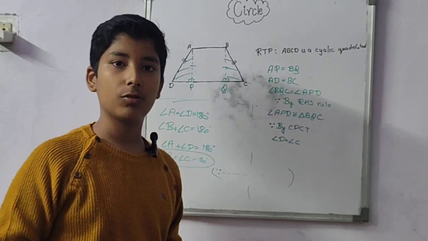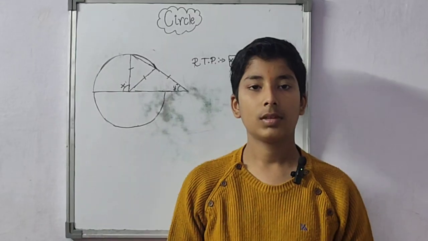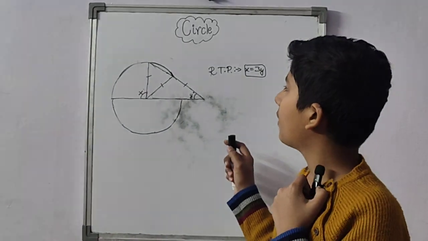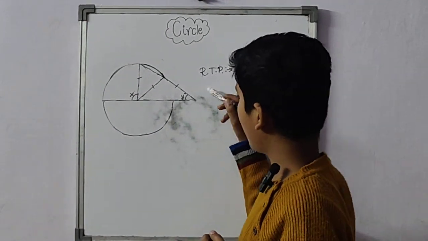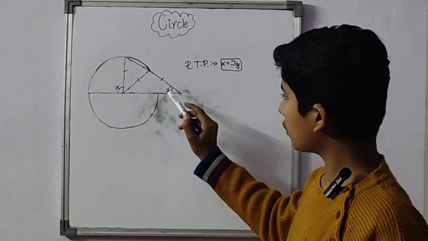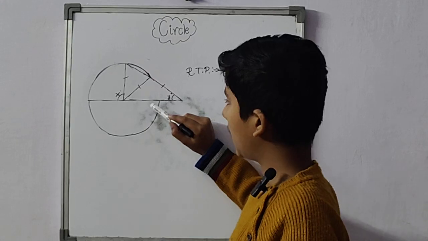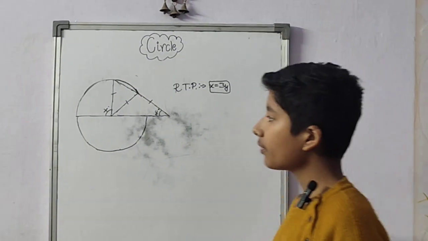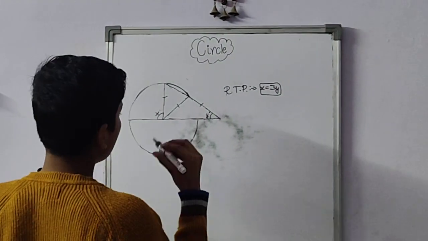Now let's come to our next question. So now this is our next question. This question is saying that we have to prove x equals to 3y. X equal to 3y means this x, if you multiply y by 3, so this will come. Okay. So firstly, see this.